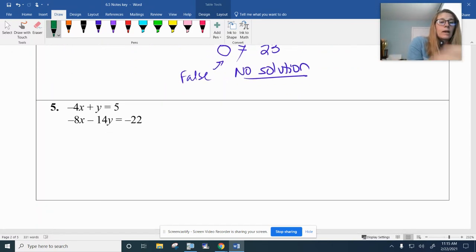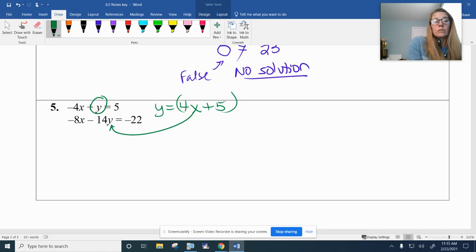And then finally, our last one here, I'm going to use substitution this time. I'm going to get the y by itself. So y equals 4x plus 5. I'll substitute that in for my y right there. Of course, you can choose to do a different method.